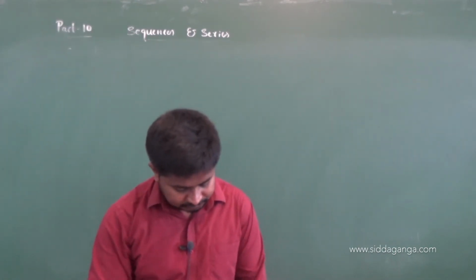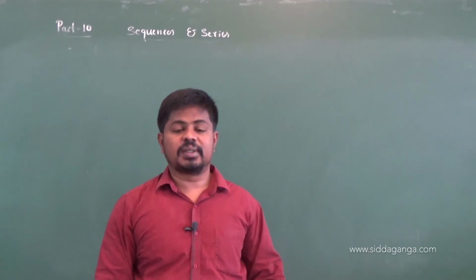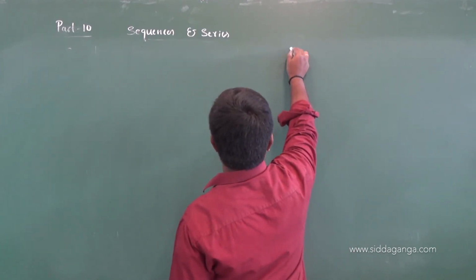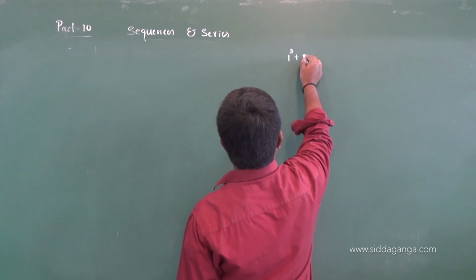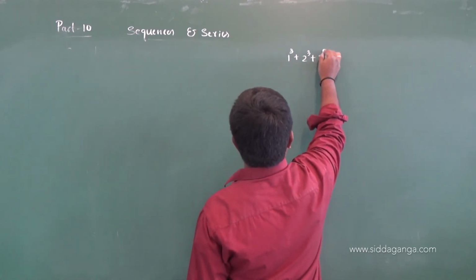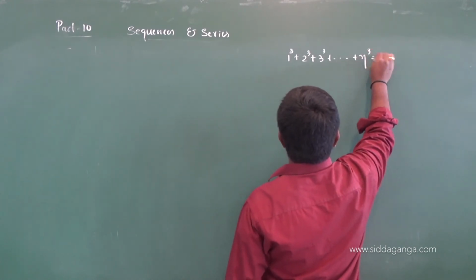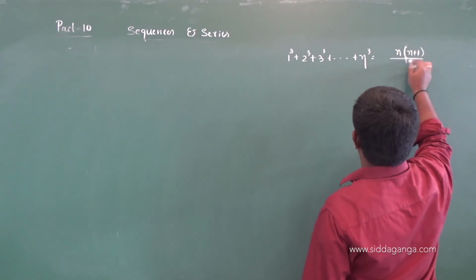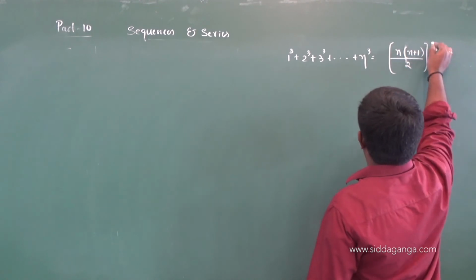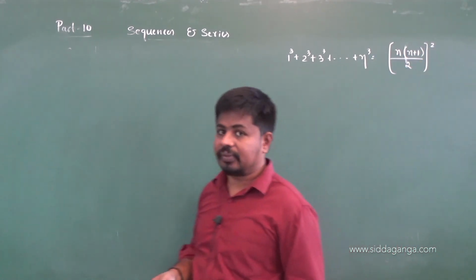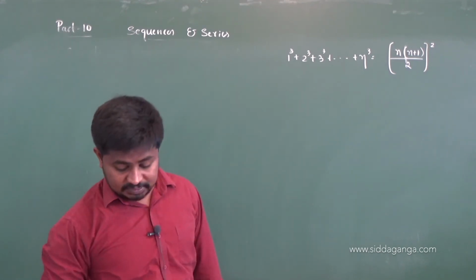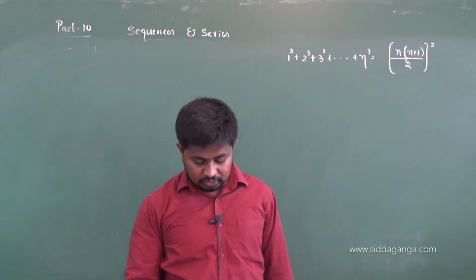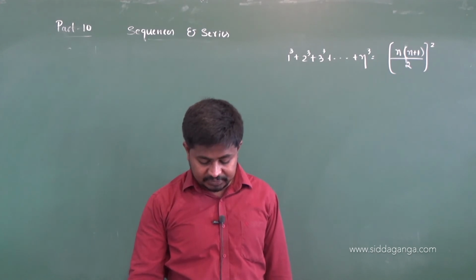Let us move on to another example. This is about the sum of first n square natural numbers. In the same way, you can find the sum of first n cubic natural numbers. I mean 1 cube plus 2 cube plus 3 cube and so on till n cube gives the answer. It is what? N into n plus 1 by 2 whole square. Or you can write n square into n plus 1 whole square divided by 4 will be the answer. You can try it as homework, right?